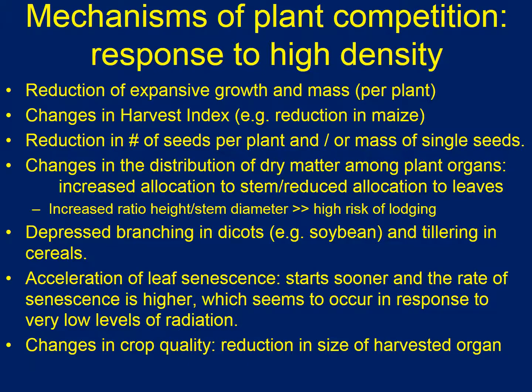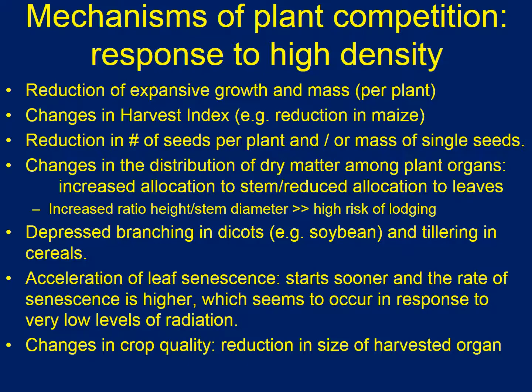With high density, we will observe an increased allocation to stems and reduced allocation to leaves, and that means an increased ratio height over stem diameter, and that increases the risk of lodging. With high density, we will observe a depressed branching in dicots, for instance in soybean, and reduced tillering in cereals. High density will also cause an acceleration of leaf senescence.